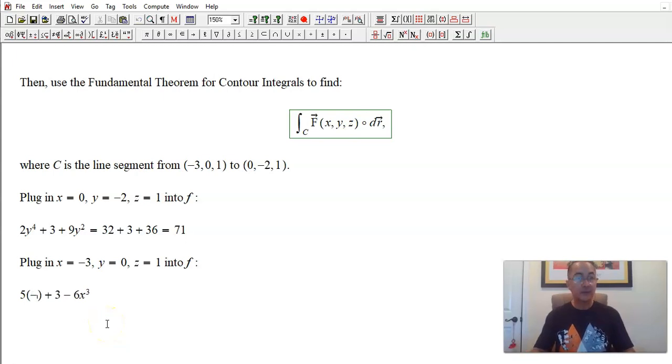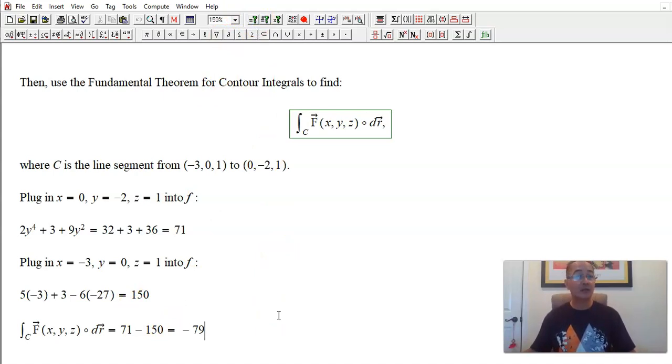Now x is -3, so multiply by -3. Negative 3 cubed, so negative 27. We should probably use a calculator on that, or on the whole thing. So we get 150. So the final answer is you take this. What do we want? We plug in the terminal point. We did that over here, so we get 71, and then we subtract the value at the initial point. There we go. So the final answer is negative 79.